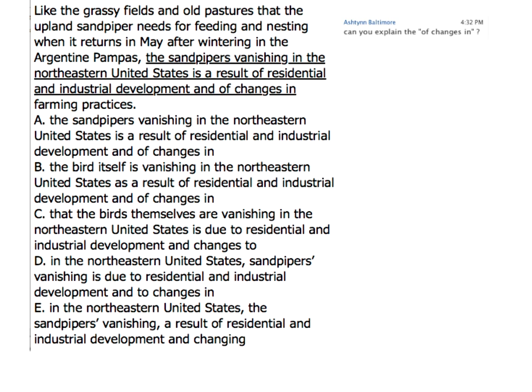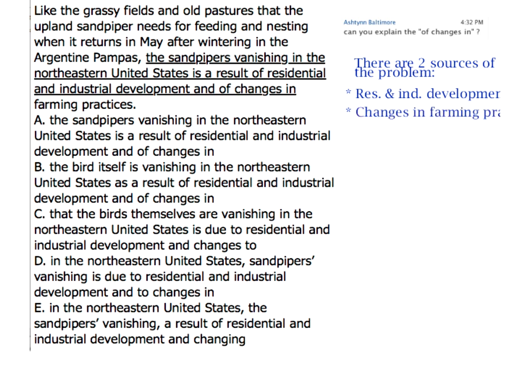Yeah, well, it's just a parallel structure, right? You have the vanishing as a result of two things. There are two sources of the problem. Anytime you have an A to B bullet point, another bullet point, that's automatically a parallel structure. So bullet point number one is residential and industrial development. And bullet point number two is changes in farming practices. So you want these to appear in parallel structures. And here's the and. The thing after the and is this.